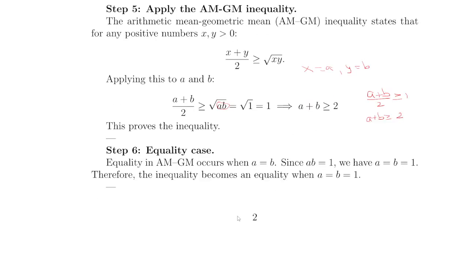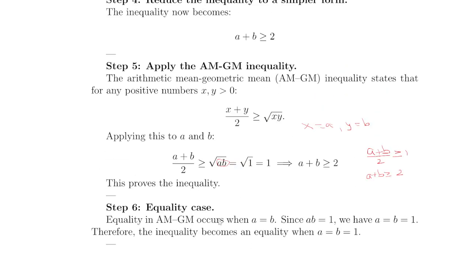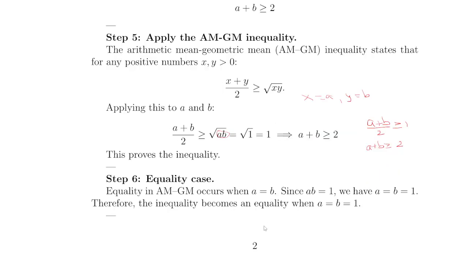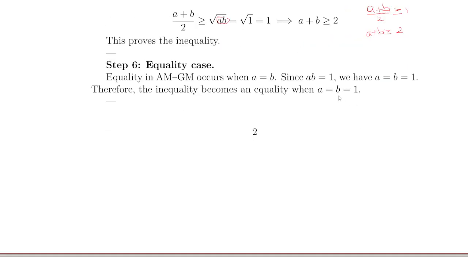Now, if we want to look at the equality case, the equality case is when a is equal to b. So let's look at that. Since a times b is equal to 1 and a is equal to b, that means they both have to be 1. Therefore, the inequality becomes an equality when a equals b equals 1.